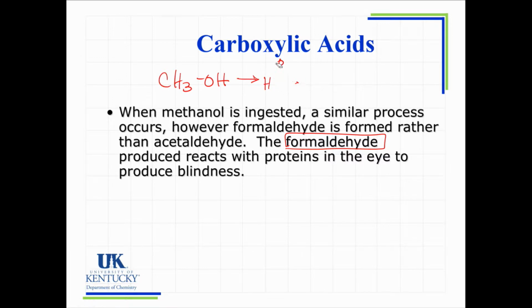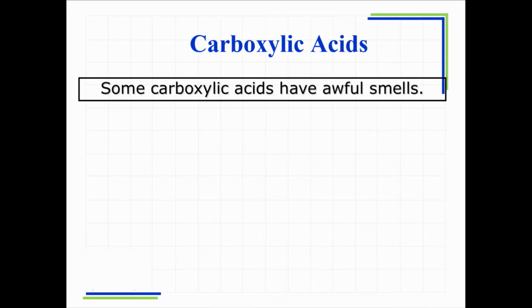Shoot, I can't write. Let's try that again, everybody. Okay, it's got the C. That C ends up with a double bond O. So that is the formaldehyde, and that is the part that's going to react with the proteins in the eye, and that's what's going to cause the blindness. So that is why it is very important that if you consume alcohol, that it is not methanol.